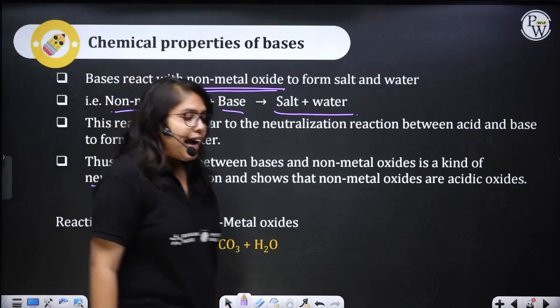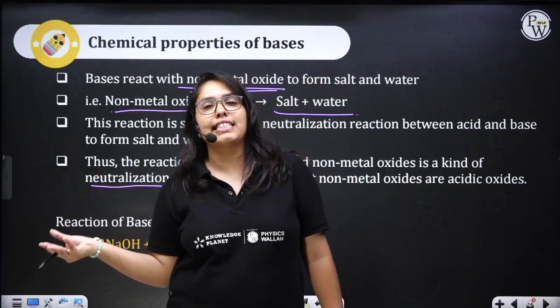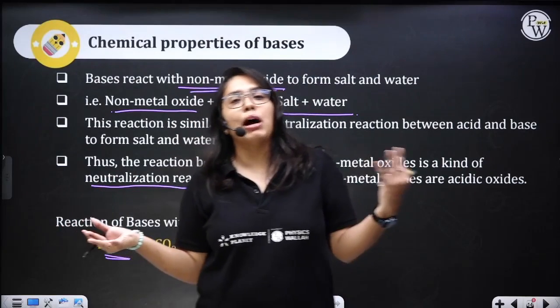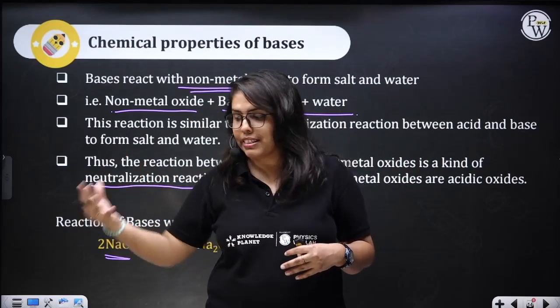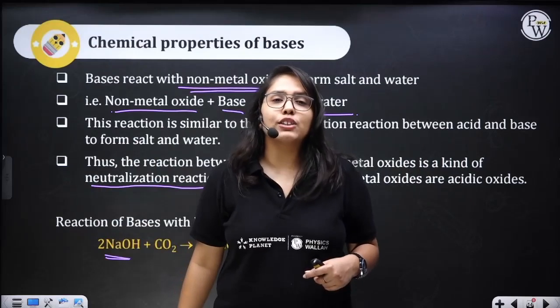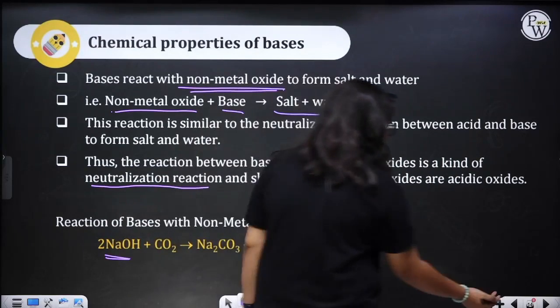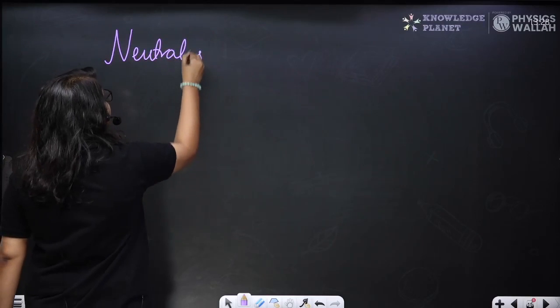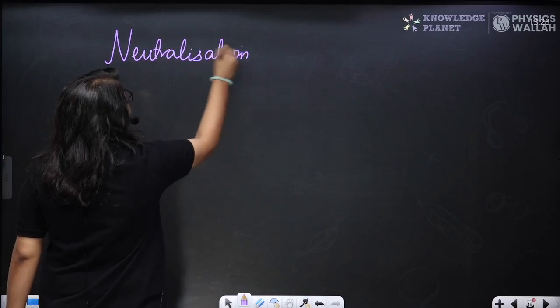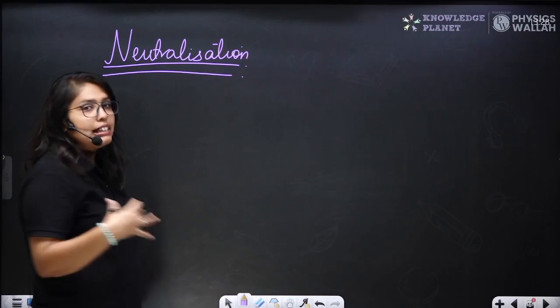What do you understand by the term neutralization? See, acids have an acidic character, and bases have a basic character. The acidic character of an acid is because of H plus. The basic character of a base is because of the OH minus ions. I'll help you understand what basically a neutralization reaction is. Basically, in a neutralization reaction, the acidic and the basic character of the acid and the base is lost.